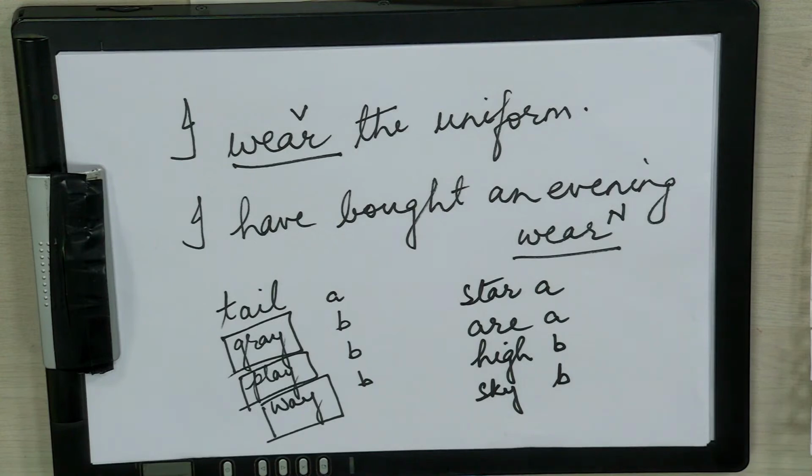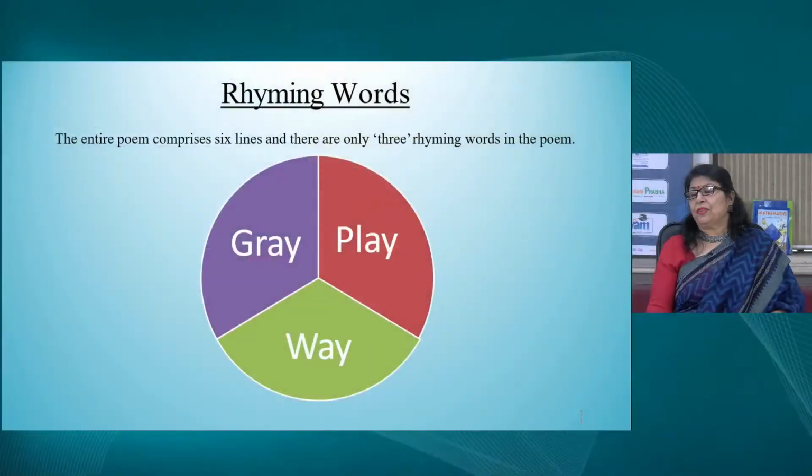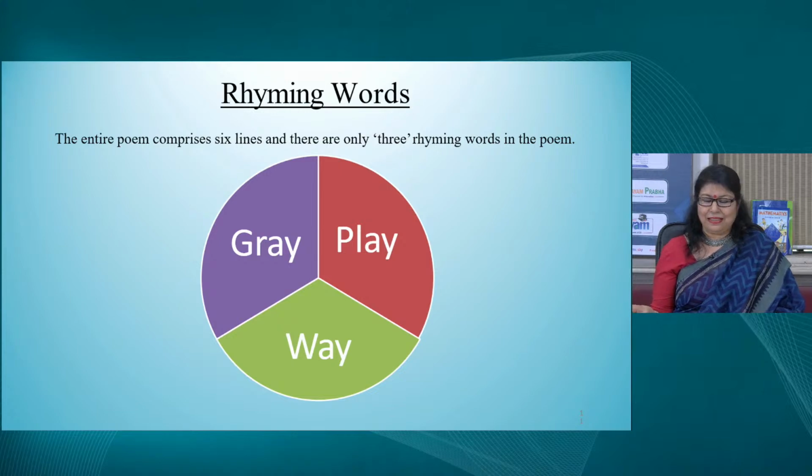Now how will you write the answer in the exam? The rhyming scheme is A, B, B, and this will be the right answer. If the question is to identify the rhyming words, then you will write down star, are, high, sky. If they ask you what is the rhyming scheme, then you will write down A, B, B. Now what are the rhyming words? This poem comprises 6 lines written in inverted commas, and the rhyming words in this poem are grey, play and way. I think I am clear?